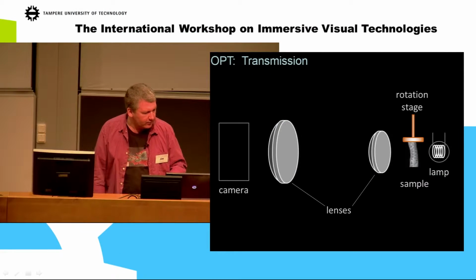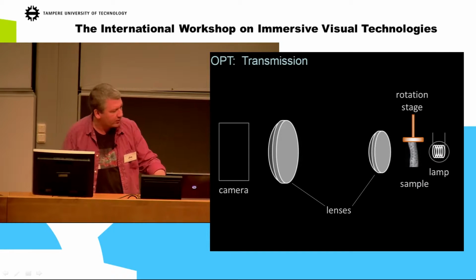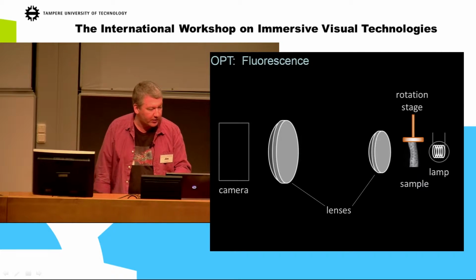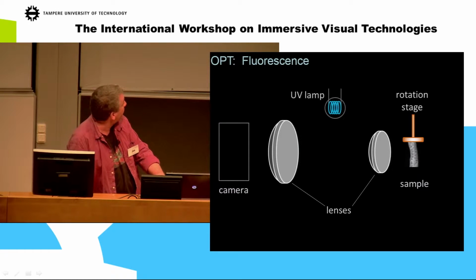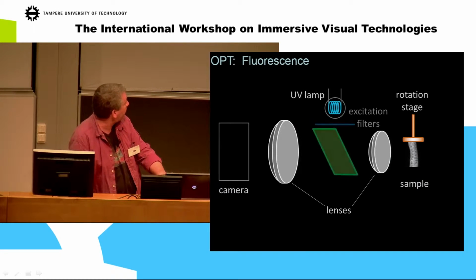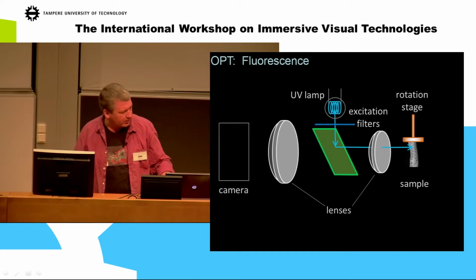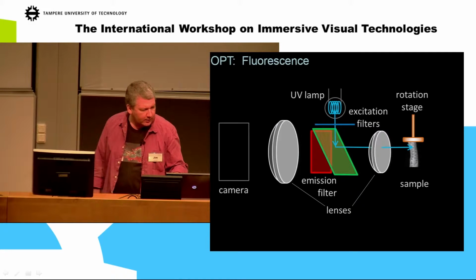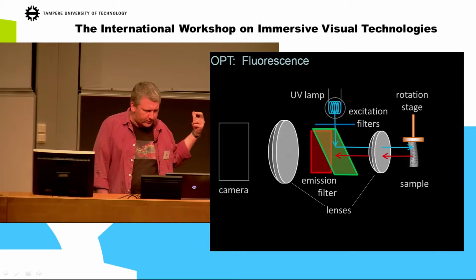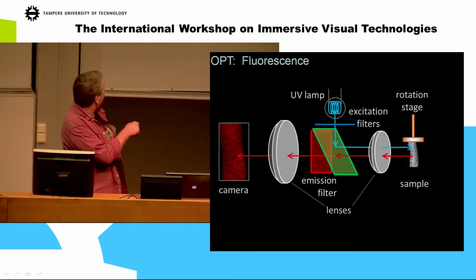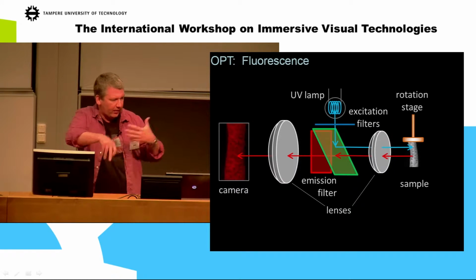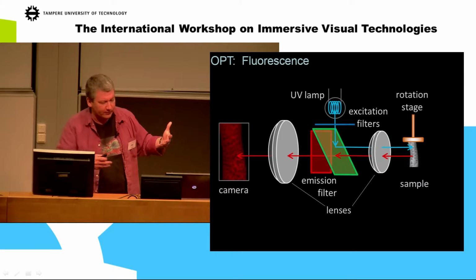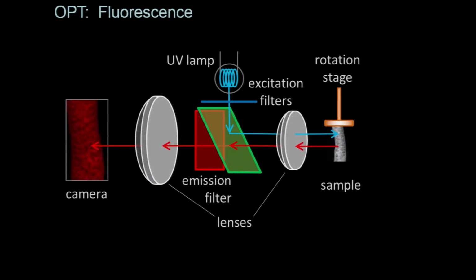This works in transmission. You can also do it in fluorescence, just replacing that lamp we had there with a UV lamp for exciting fluorescence, some filters so that we can get the excitation light onto the sample, and filters, again, for detecting the light coming out. We get a nice fluorescence image of our sample. We can rotate it again and do exactly the same sort of process of reconstruction.